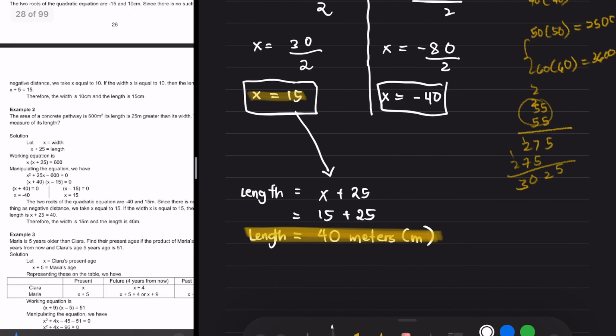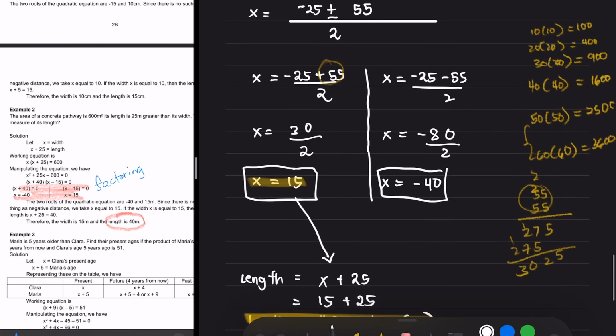Okay, as you can see, ayan. The length is 40 meters. So, no need to write the width kasi ang tinatanong lang is the measure of the length. So, tama tayo. So, ito yon. The length is 40 meters. Napansin nyo na iba yung solution natin. Gumamit tayo ng quadratic formula. Dito ang ginamit niya is factoring. Pero, ang nakuha natin sagot is still the same. Okay? So, that's example number 2.